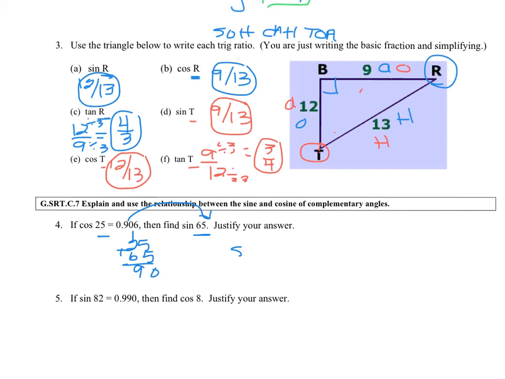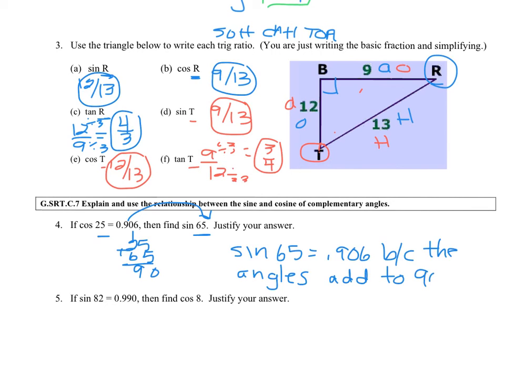So therefore, sine of 65 is the same thing. So sine of 65 equals 0.906 because the angles add up to 90. Let's be more specific here. They add to 90. Or they're complementary is another word you can use.